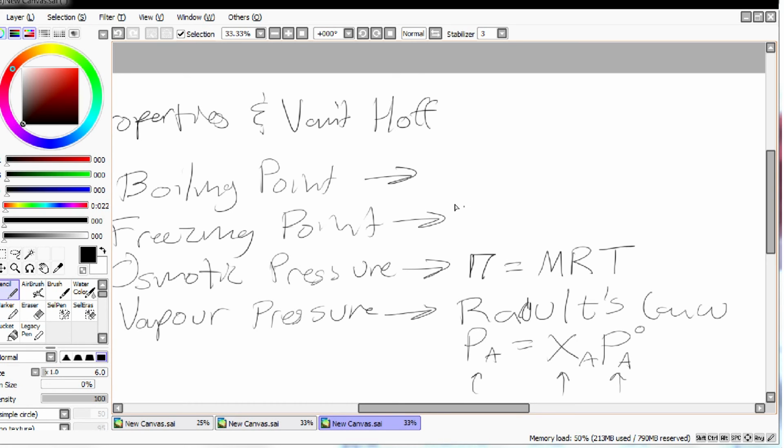The freezing point is given by the change in temperature of the freezing point is equal to some K constant times the molality. And I will define molality shortly after I define the boiling point, which is essentially the same: some constant for the boiling times the molality.